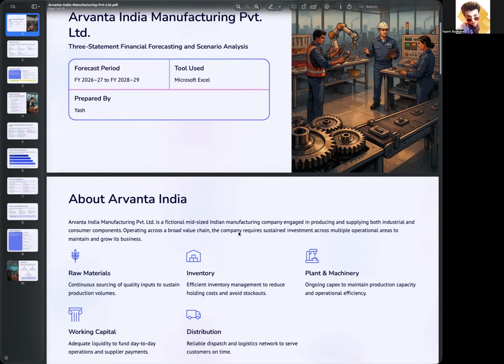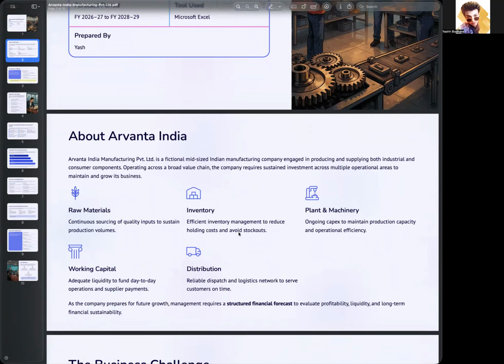Moving on to Arvanta India. Arvanta India Manufacturing Private Limited is a fictional mid-sized Indian manufacturing company that produces and supplies both industrial and consumer components. Like most manufacturing businesses, the company operates across several interconnected areas. It needs raw materials to maintain production, inventory to meet customer demand, plant and machinery to support manufacturing capacity, working capital to manage daily operations, and a reliable distribution network to deliver products on time.